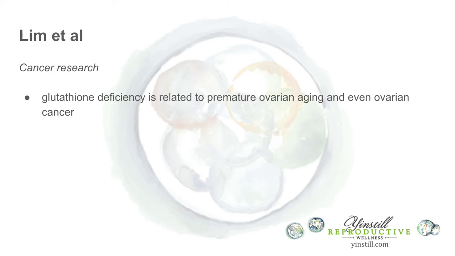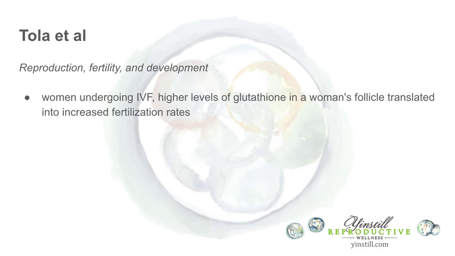It's also been reported by Lim et al., published in Cancer Research, that glutathione deficiency is related to premature ovarian aging and even ovarian cancer. Research by Tola et al., published in the journal Reproduction, Fertility, and Development, found that for women undergoing IVF, higher levels of glutathione in a woman's follicle translated into increased fertilization rates.